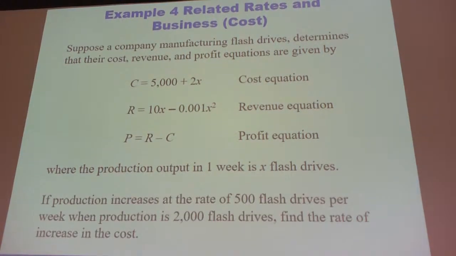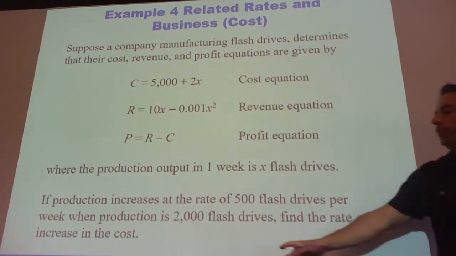Okay? So the first question says, if production increases at a rate of 500 flash drives per week, when production is 2,000 flash drives, find the rate of increase in the cost. So let's stop a second. What I really want you to pull out of this is noticing which is an original, which is a derivative, which is a rate of change, right?